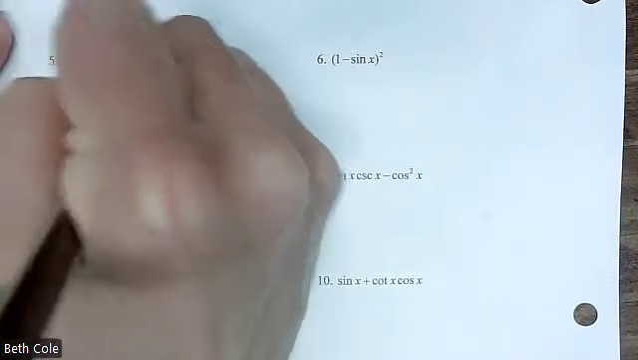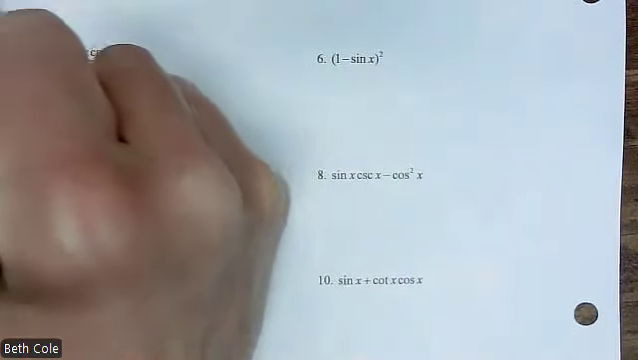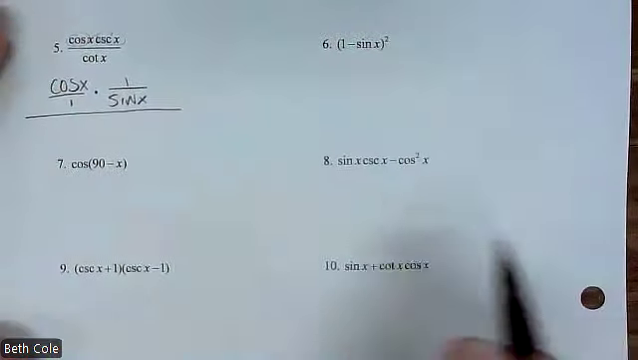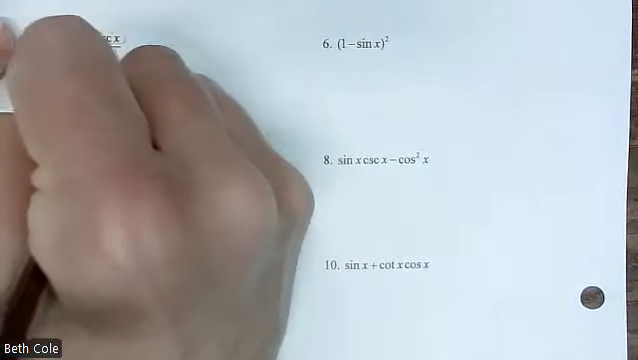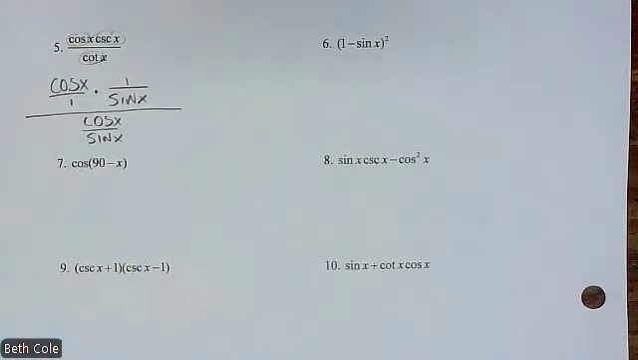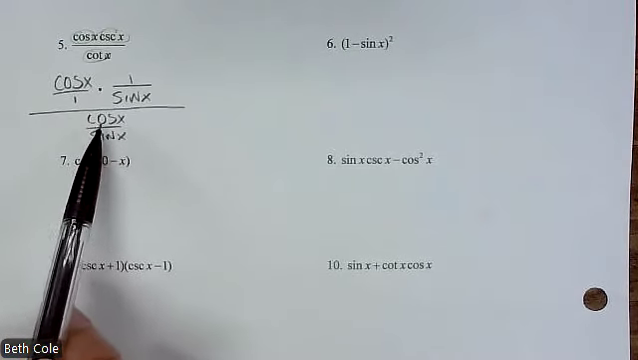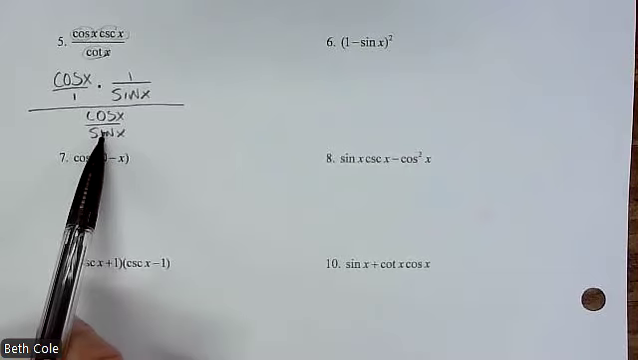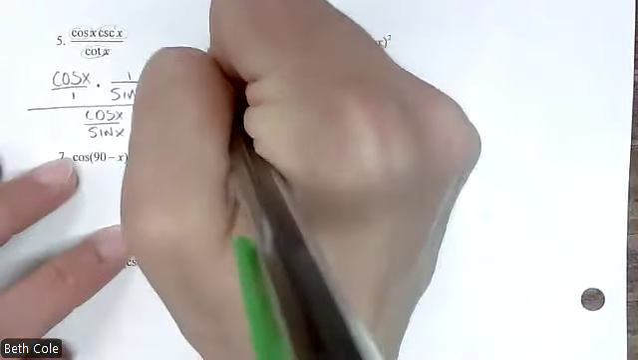1 over sine. There we go. I knew what you meant, but yeah, 1 over sine. Great big fraction bar. And what can we replace cotangent with? Yeah, cosine over sine. And then we're going to stop and take a step back and look at what we have there. In the numerator, you have cosine over sine. And then down here, you have cosine over sine. So the whole thing is 1, which is great.